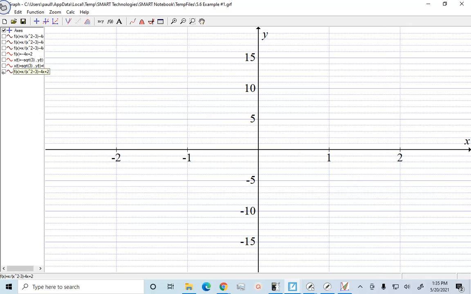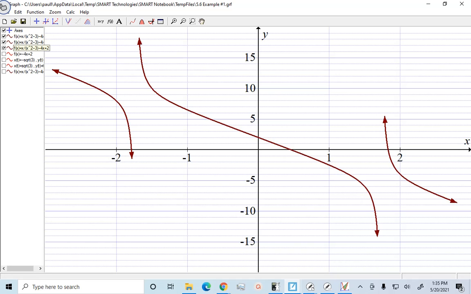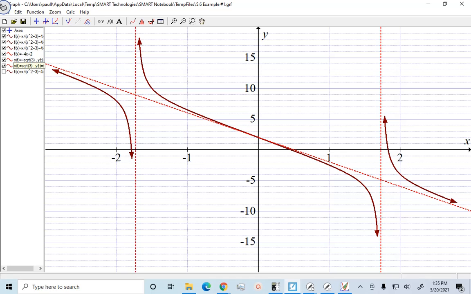I'm going to abbreviate this graph so it's a little easier to look at. I'm going to look at it in 3 pieces. And that's what it looks like. Now, if I graph the equation of the slant asymptote, which was negative 4x plus 2, that's what I've just turned on. It doesn't matter, everybody. Oh, and by the way, you do have vertical asymptotes as well.